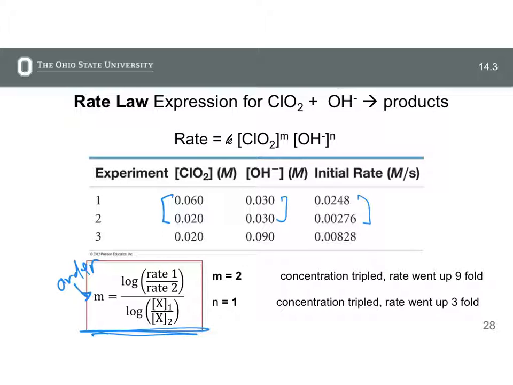So rate 1 would be 0.0248, rate 2, 0.00276, concentration 1 would be 0.06, concentration 2 would be 0.02. Do all your logs, divide this out, and you should end up with 2. Do the same thing holding the ClO2 concentration constant, and you'll find that the order with respect to OH minus is 1. And so we triple the concentration of OH minus, and the rate triples.